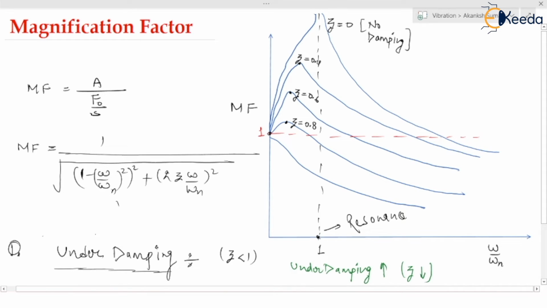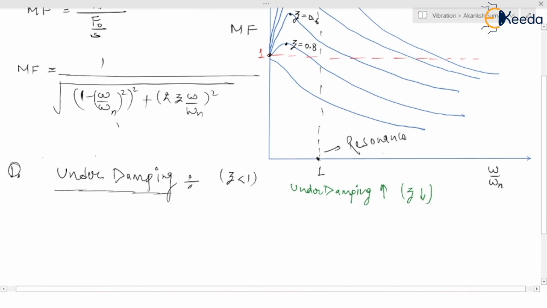This is a resonance condition. You all know resonance condition is when the frequencies become equal. So at resonance conditions, zeta is equal to 0. That means there will not be any damping. But as the value of zeta decreases, the magnification factor increases. So you can see here, the magnification factor is going to increase. So I'm writing here that magnification factor increases.